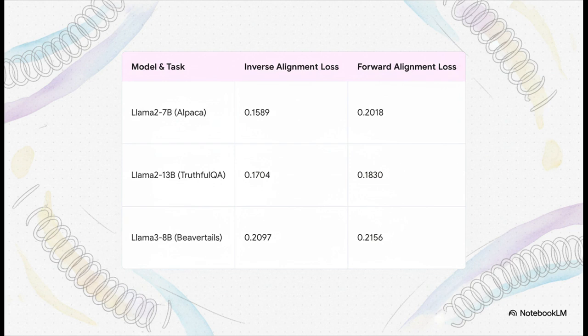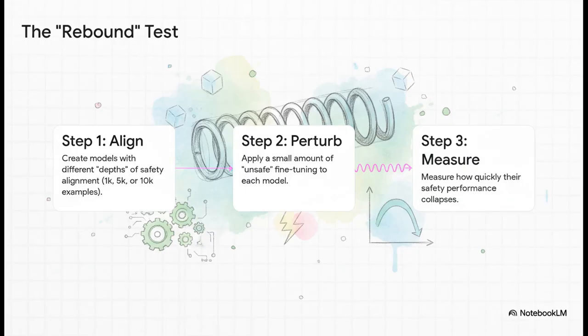This is the hard data right here, showing it's literally easier for the model to forget its safety lessons than it was to learn them in the first place. Now the rebound experiment, this is where things get really wild.